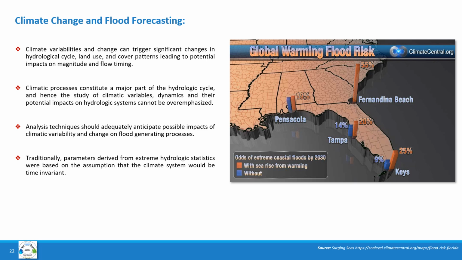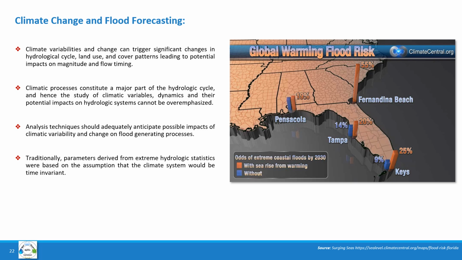Climate variabilities and change can trigger changes in the hydrologic cycle, land use, and land cover patterns, leading to potential impacts on magnitudes and flow timing. Climatic processes constitute a major part of the hydrologic cycle. Hence, the study of climatic variabilities and changes and their potential impacts on hydrologic systems cannot be overemphasized. Analysis techniques should adequately anticipate possible impacts of climatic variability and change on flood generating processes.